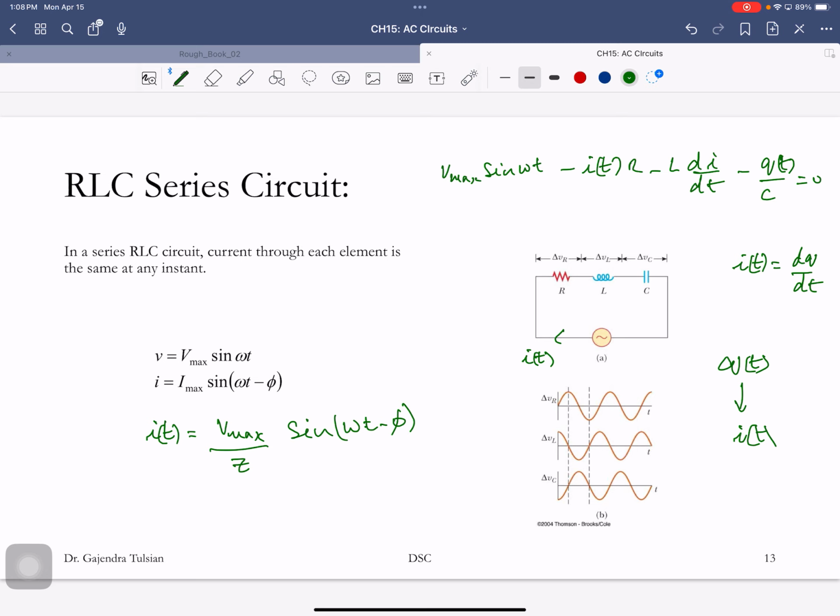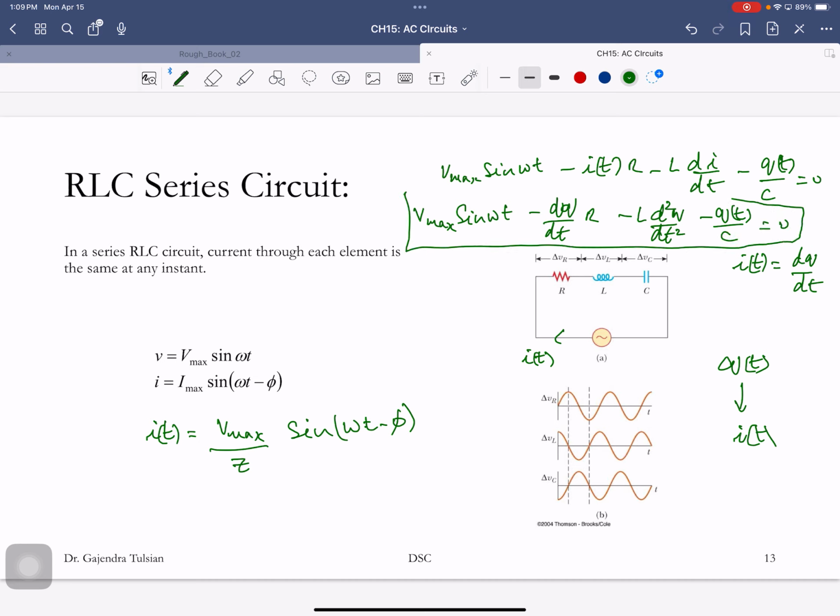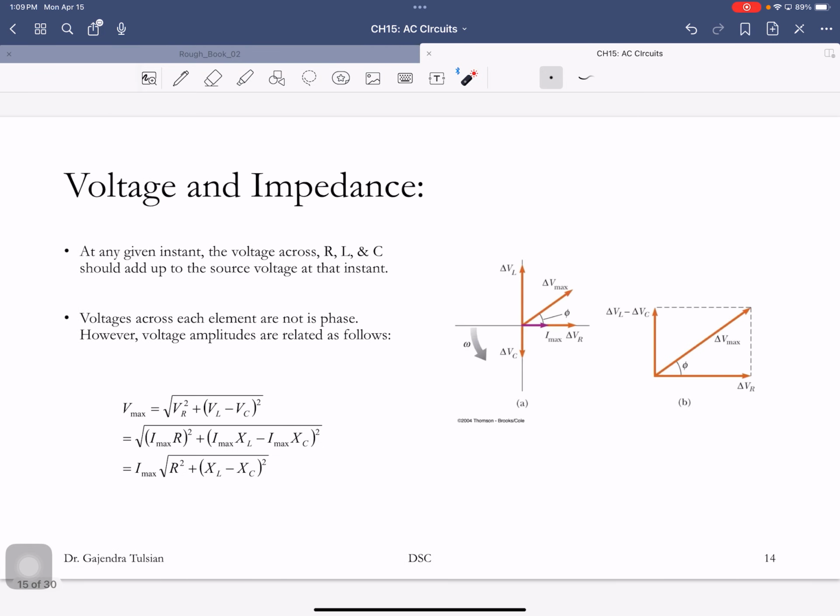That's how you would solve for this, but you've learned the phasor technique, so you will avoid solving this differential equation. Let me write down the second order differential equation. So there's the second order differential equation that models the behavior of this circuit. Instead of doing that, we'll use our phasor technique.